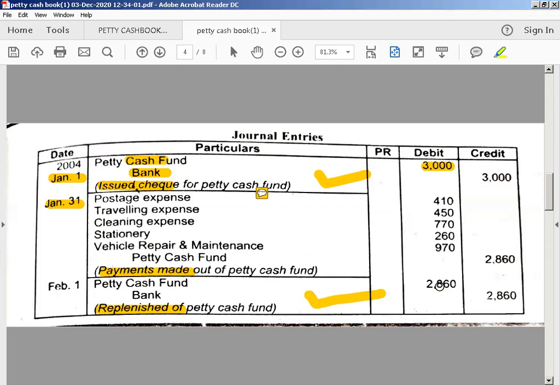So this is the complete topic of petty cash book. Hope you people understand and are grasping the words of the lecture and understanding of the topic.